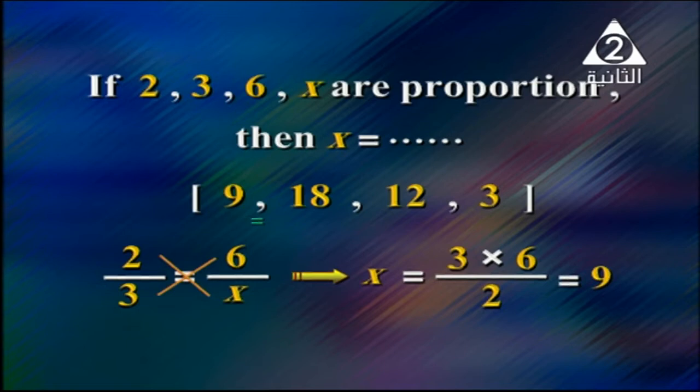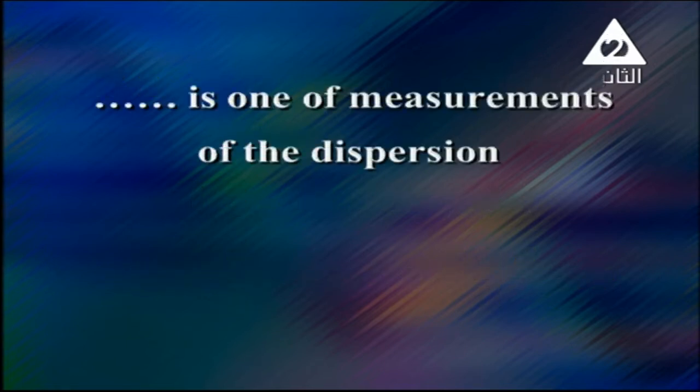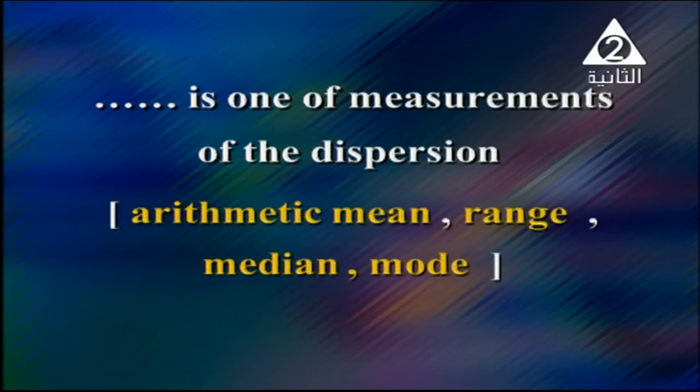Another example. What is one of the measurements of the dispersion? Is it the arithmetic mean, range, median, or mode? Yes, that's correct. The range is one of the dispersion measurements, so it is the second choice.